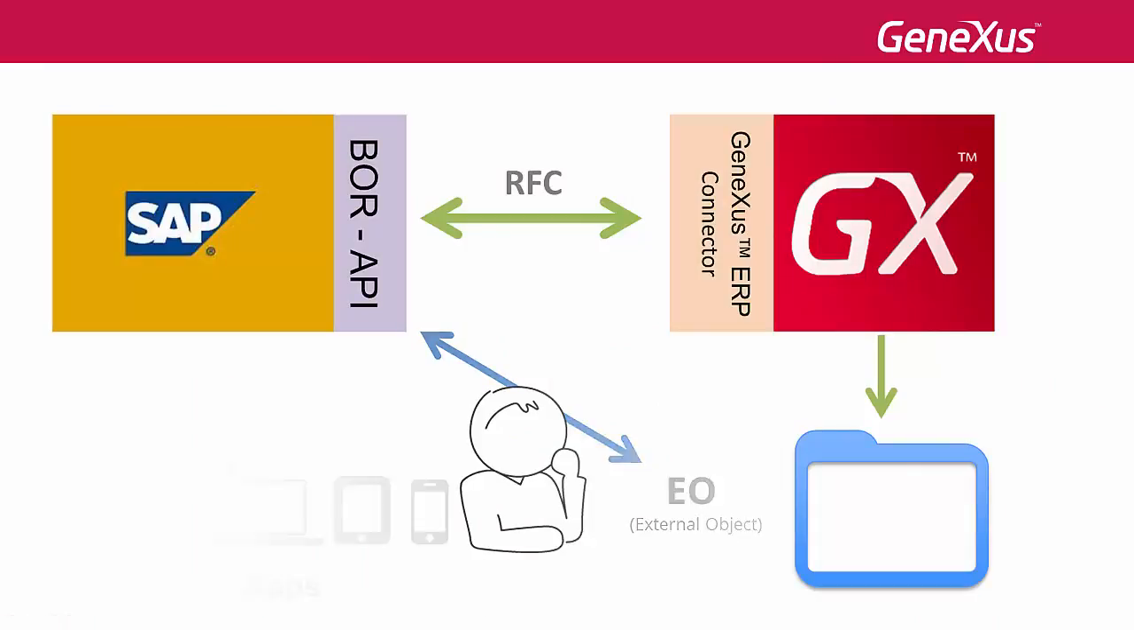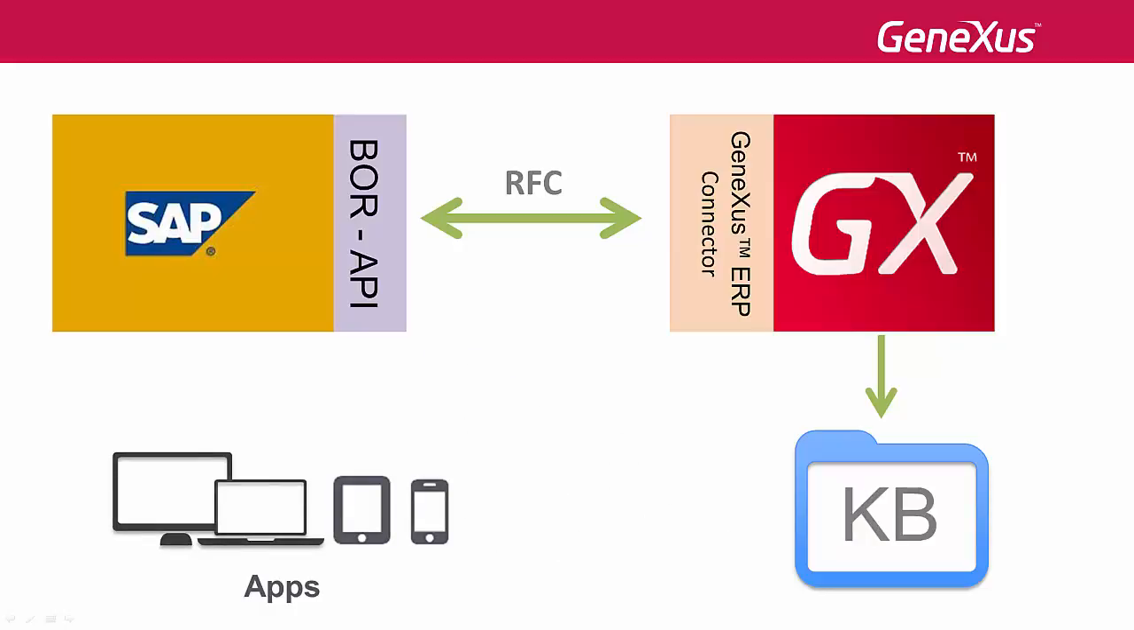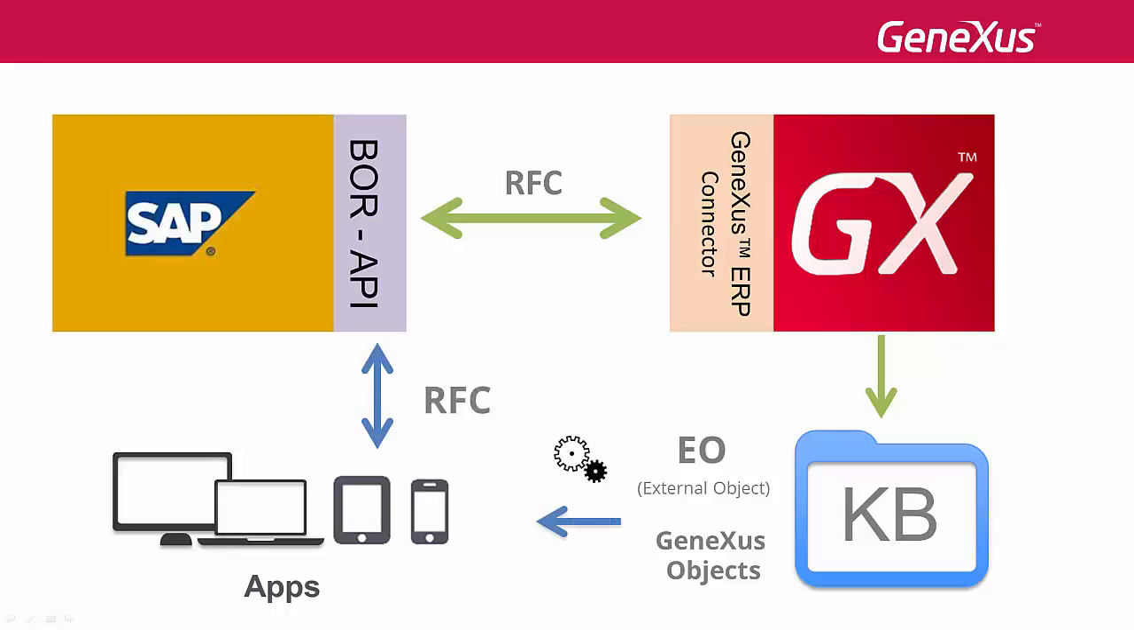In GeneXus, every application has a knowledge base. Therefore, what we have to do first is create a new knowledge base. Next, we can create the GeneXus objects that implement these screens and features. The difference with other smart device applications is that here, data will not be kept in its own database. Instead, it'll be requested from the SAP ERP. This will be done by invoking the methods imported from the BOR in the external objects, which will be internally translated into RFC calls to the corresponding BAPIs.